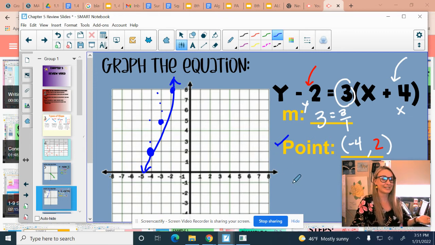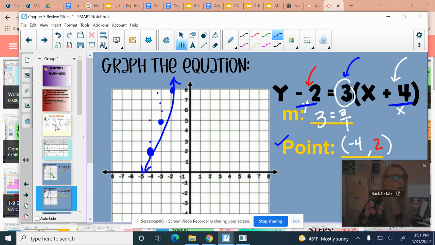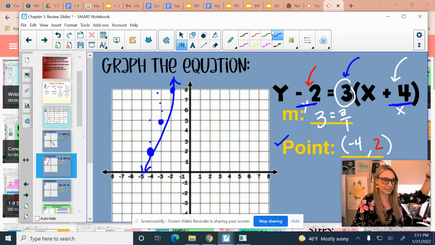So just a quick recap. When you're looking at point-slope form, your slope, your m value, is always right here outside of your parentheses. So that tells you how you're going to move. Your coordinate pair is going to come from these 2 points here. Now remember, if you see the plus sign, it's really negative. Okay, so we have graphed slope-intercept and point-slope.